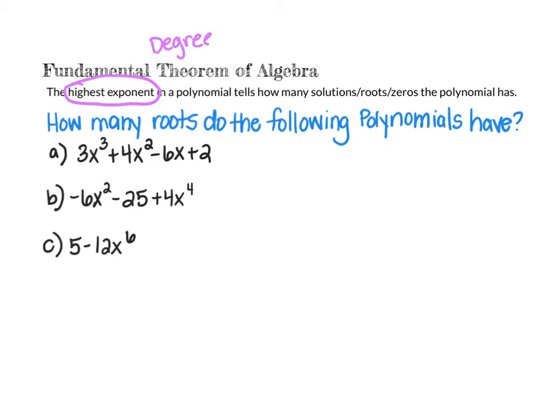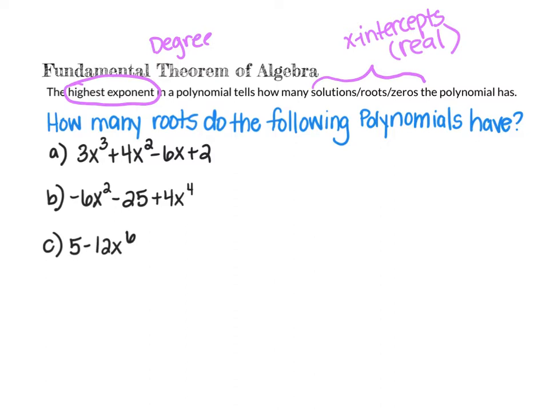So the highest exponent in a polynomial tells you how many solutions, roots, or zeros, and remember that solutions, roots, and zeros are the x-intercepts. Now, that only happens when we're talking about real solutions. We will talk about imaginary solutions eventually, coming up very soon. But the highest exponent, the degree, tells me how many solutions that my polynomial can have.